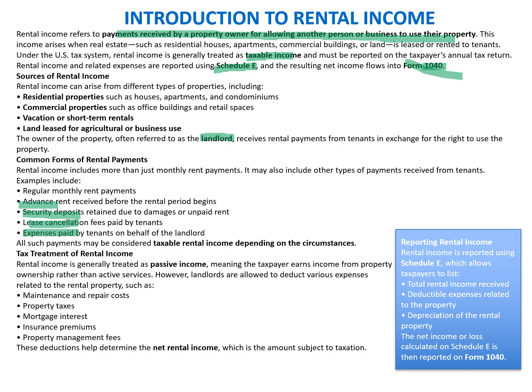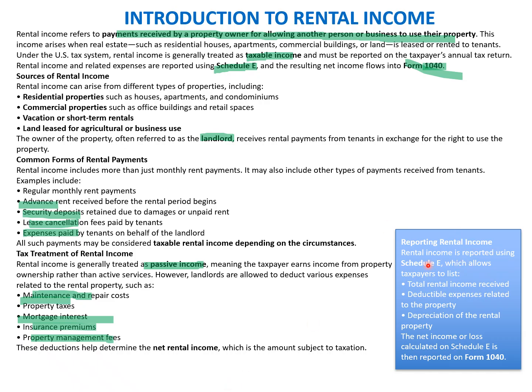Regarding the tax treatment of rental income, rental income is generally treated as passive income, which means that the taxpayer earns income from the property ownership rather than from active services. A landowner can claim deductions for some of the expenses that he normally incurs to maintain the property, which include maintenance and repair costs, property tax, mortgage interest, insurance premiums, and property management fees. These are typical deductions which are allowed to be deducted from the gross rental income to arrive at the net rental income. And this is reported via Schedule E, which is then finally reported on Form 1040.